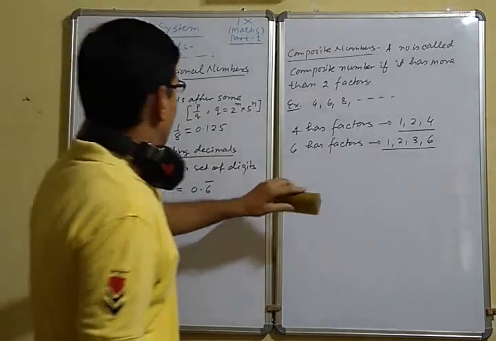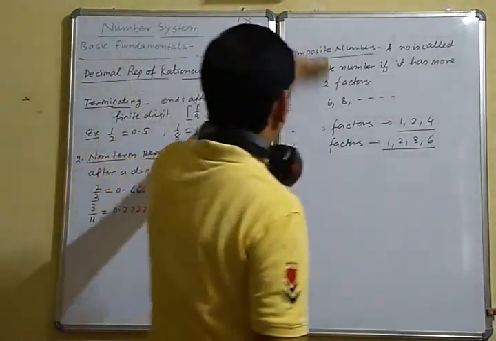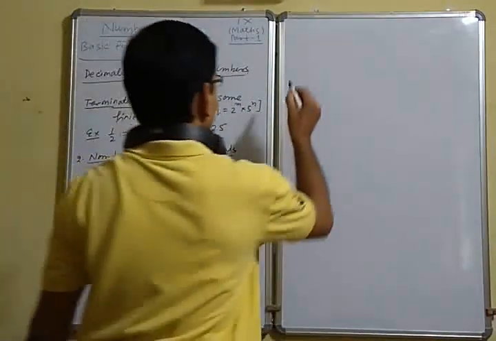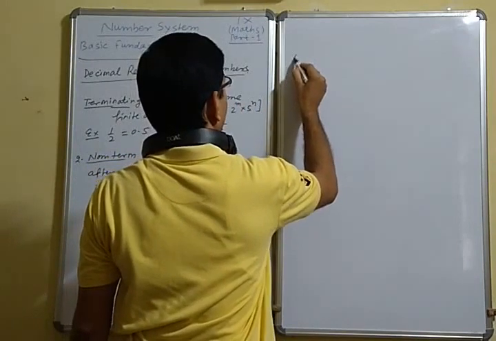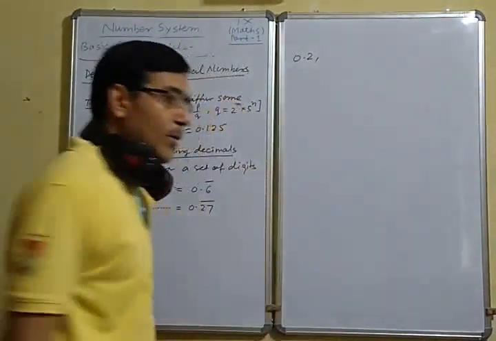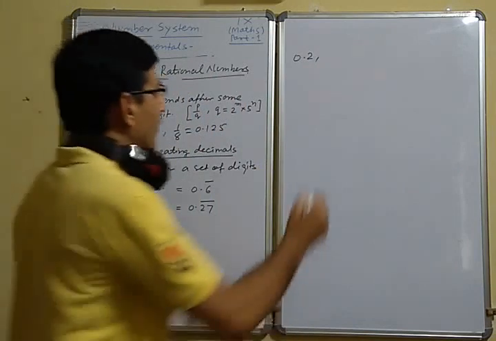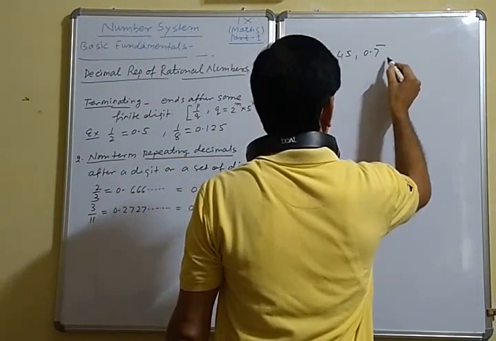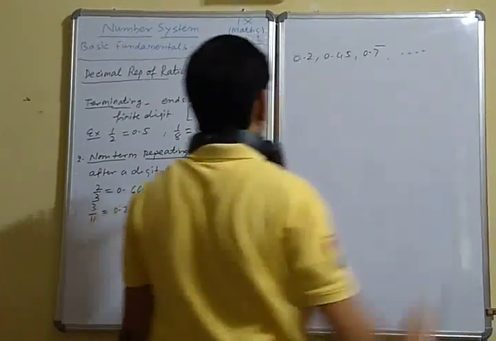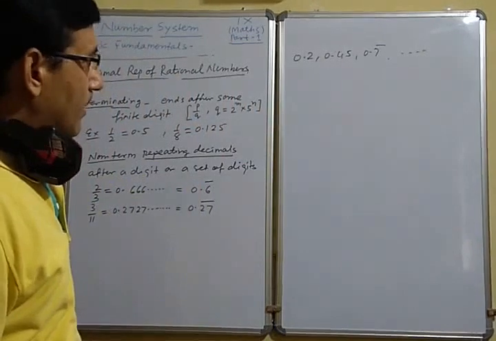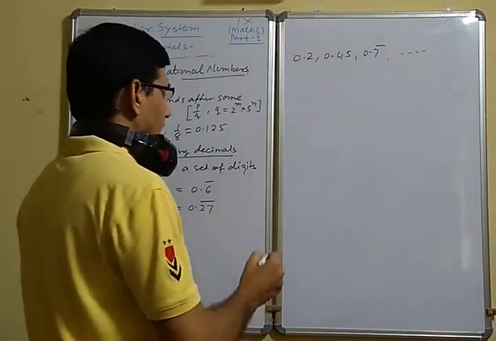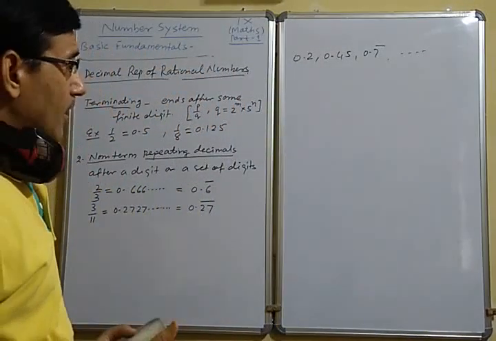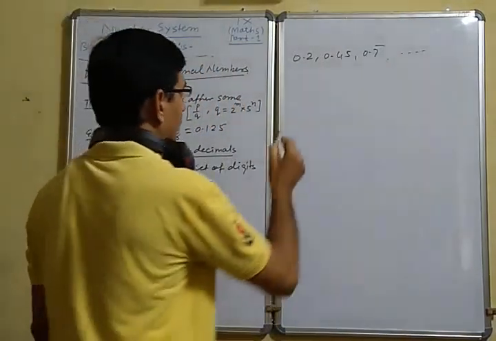Now let us see some examples of rational numbers in decimal form. 0.2 is a rational number. 0.45, 0.7 bar. These all are examples of rational numbers. Now the next point, how we can insert rational numbers between any two given rational numbers.